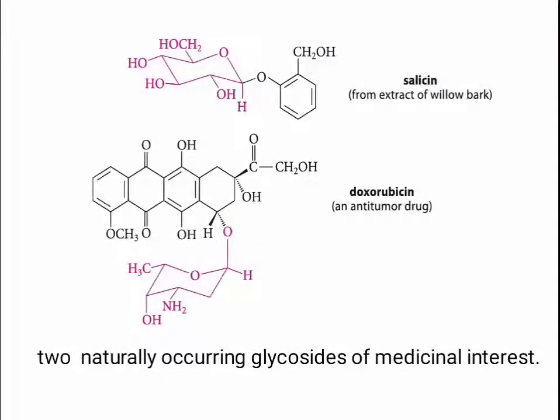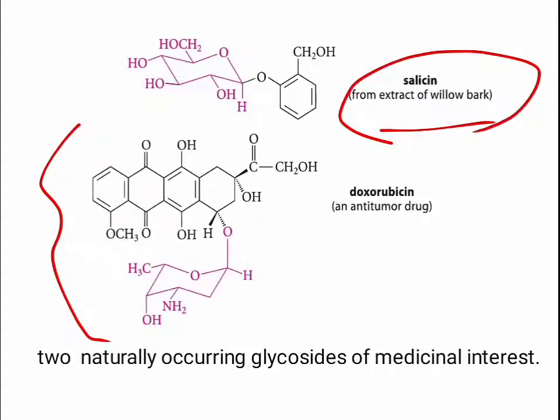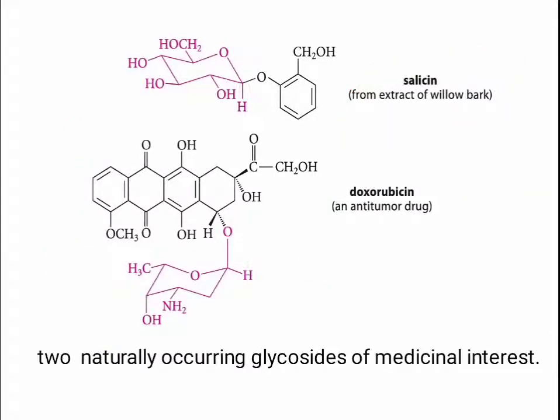Now this is the structure of salicin and this is the huge structure of doxorubicin. I don't know anything about these two. These are just for medicinal purposes. If you are interested, you can see further about these two. So I am just skipping this page.